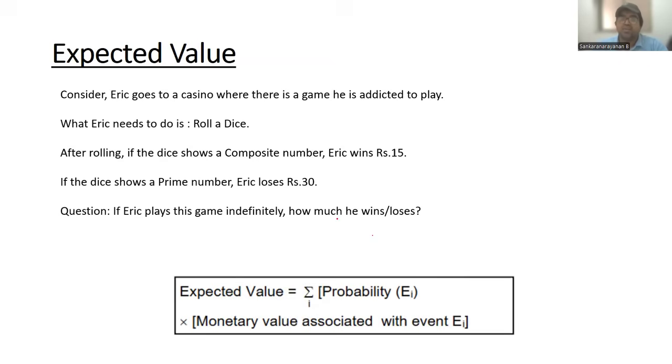Okay, so the question can be worded like, what is the expected value of this game? If Eric plays this game indefinitely, how much does he win or lose? In the same way, like I asked you earlier, what is the average return or average money that Eric gets or loses if he's playing this game indefinitely? The question can be framed in different ways, so be careful when you are reading the question. But at the end of the day, for expected value, this is the formula that you have to use.